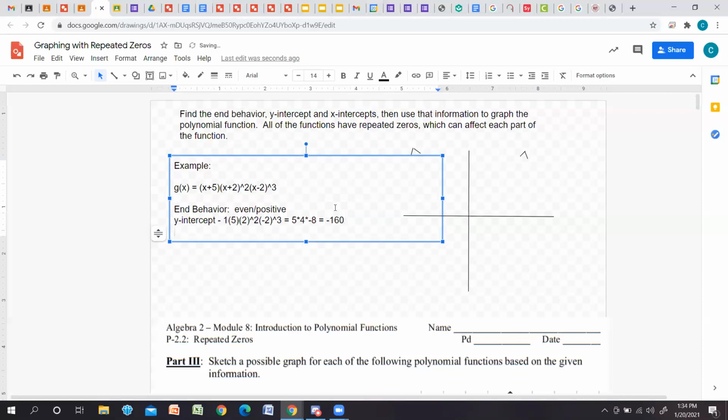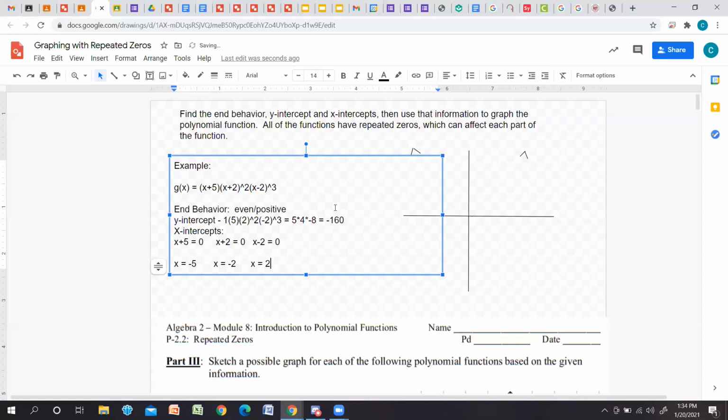For the x-intercepts, again, we set each one to 0. So we set each factor to 0: x plus 5 equals 0, x plus 2 equals 0, and x minus 2 equals 0. We just solve for x, and then we're going to see if there's a repeated 0. So x equals -5. x equals -2, and x equals 2.